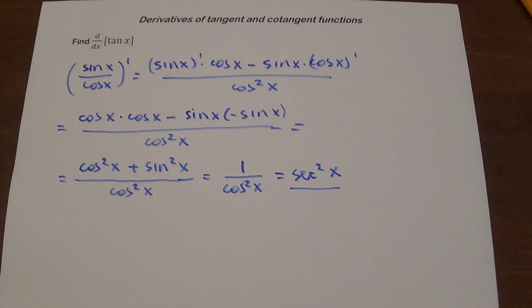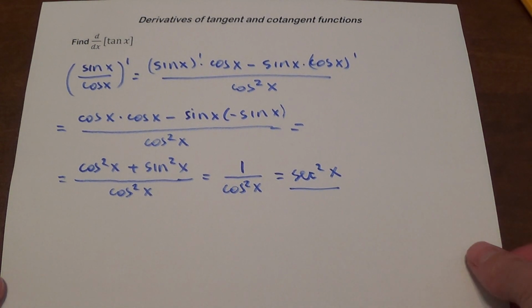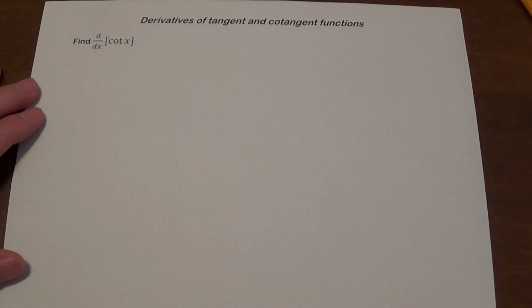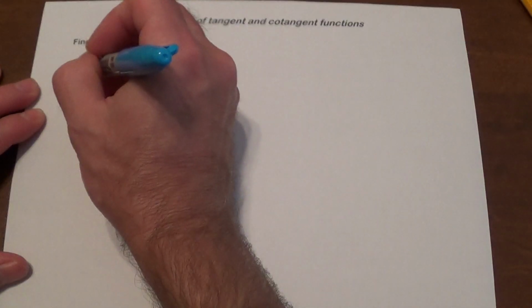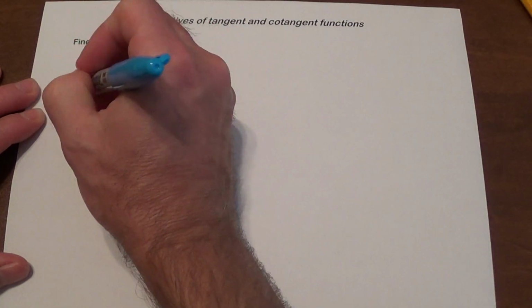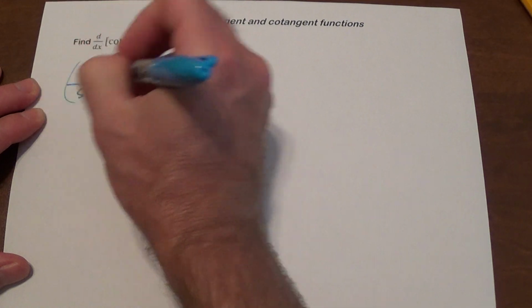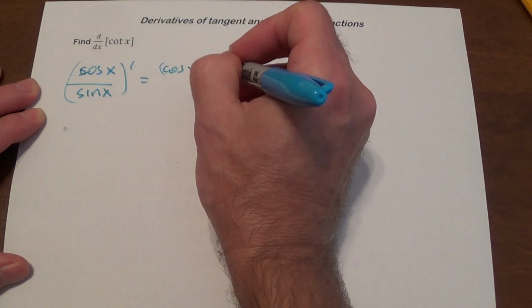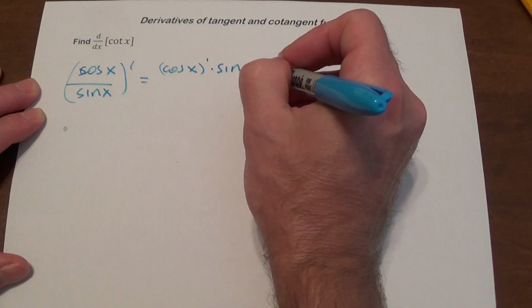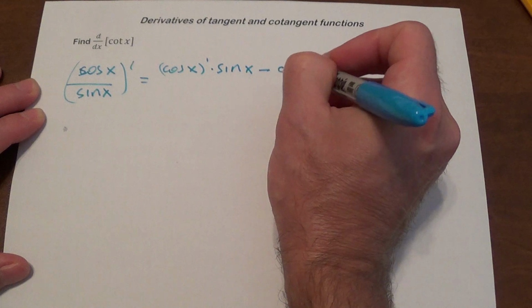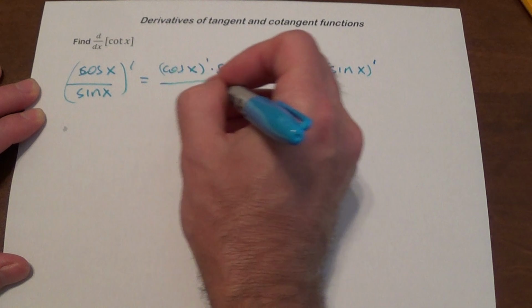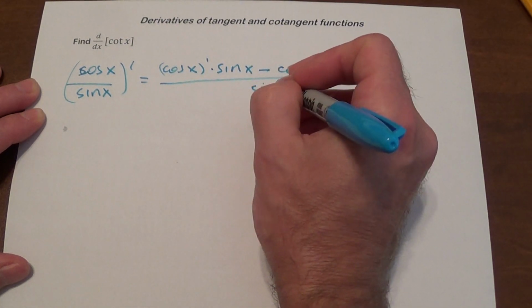Alright? So next we're going to take a look at the derivative of cotangent. You probably have a good idea what we are going to do. We're going to write cotangent as cosine over sine. So we're doing cosine x over sine x derivative. So it's going to be derivative of cosine times sine minus cosine times derivative of sine, all over sine squared x.